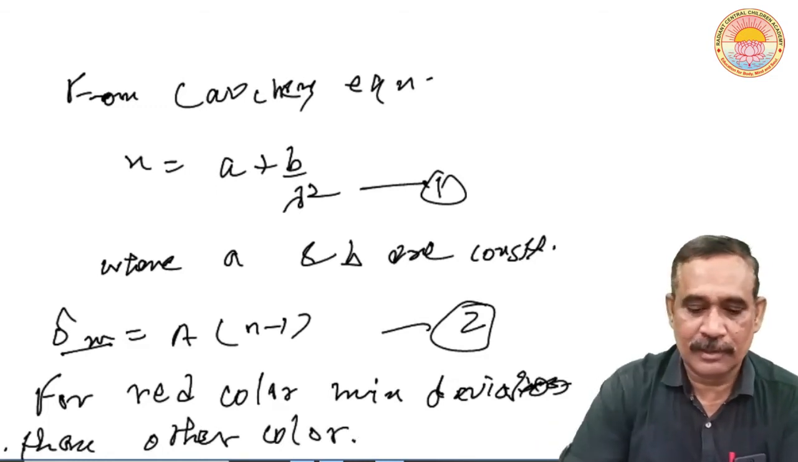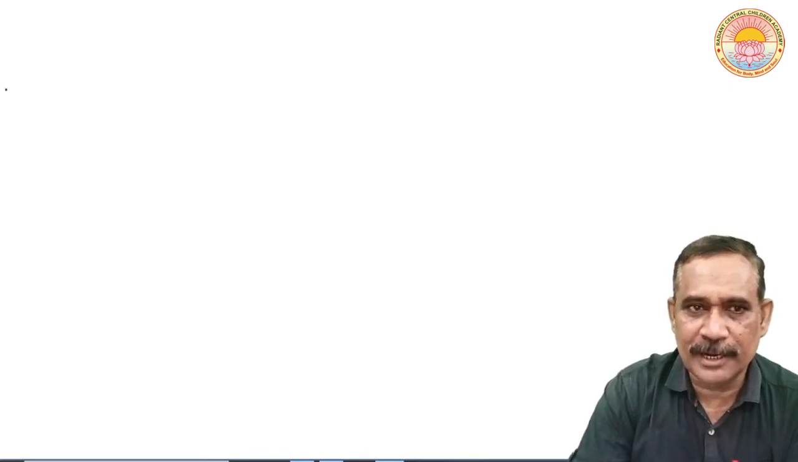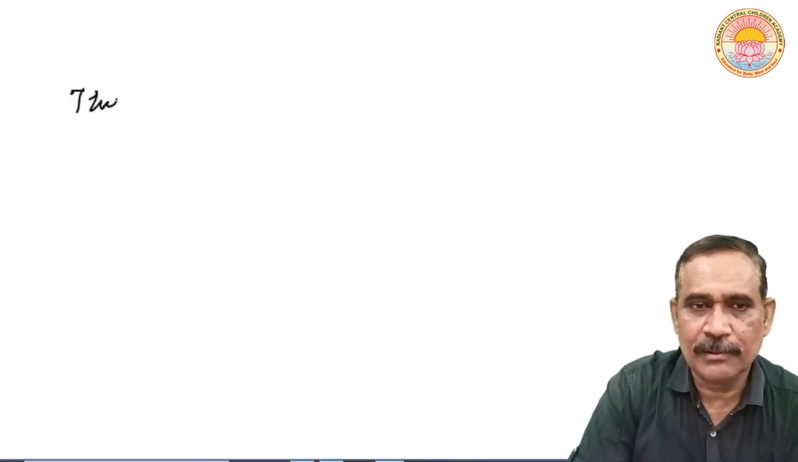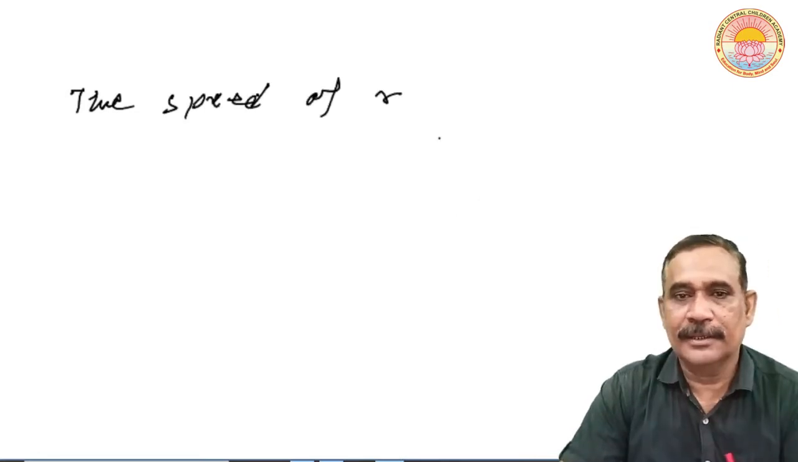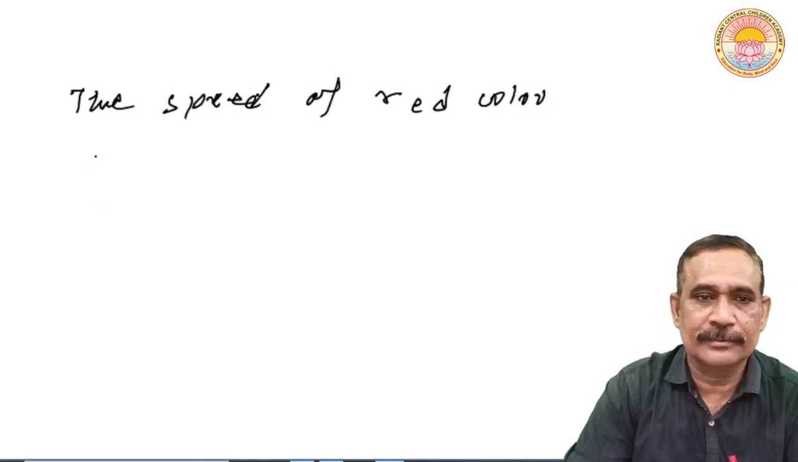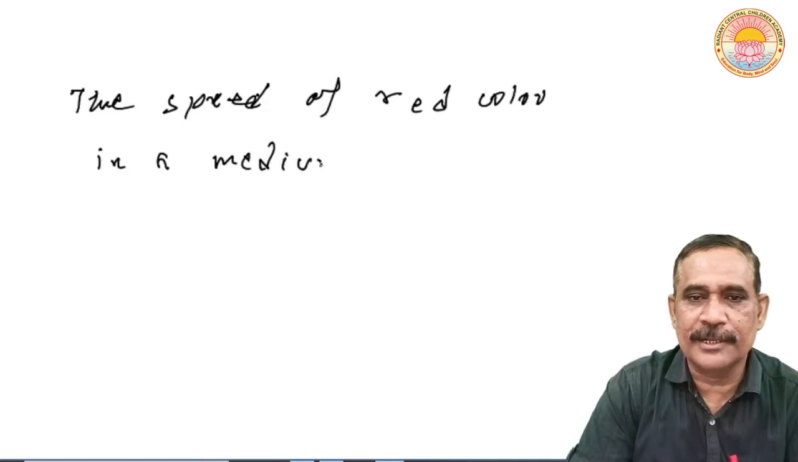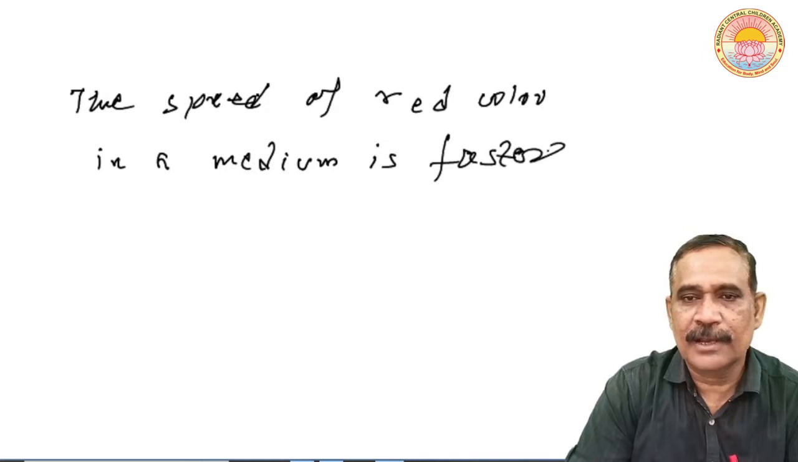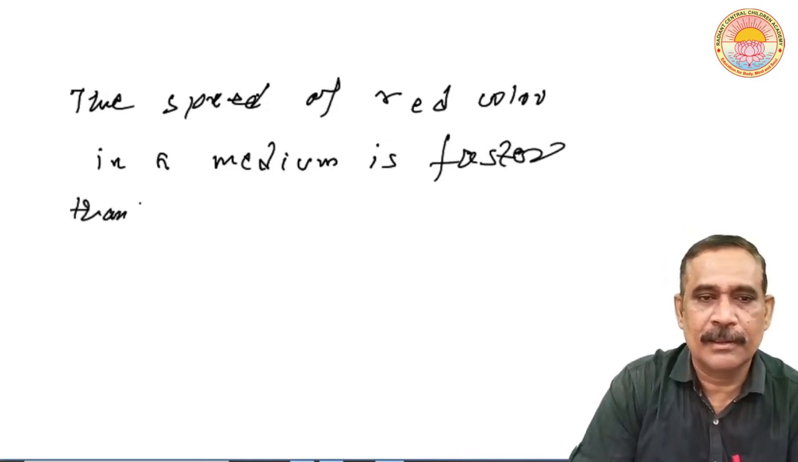So with the help of these two equations, the speed of red color light in a medium is faster than other colors.